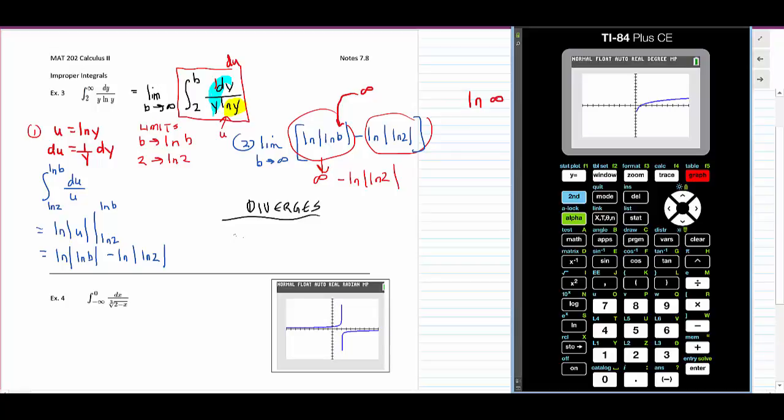You'll find that every now and then on these problems. Not all improper integrals are going to converge. Some of them are going to diverge. That will happen. Does that make any sense? The idea on this one was that it just became infinite. There was no boundary there. So that's the idea.